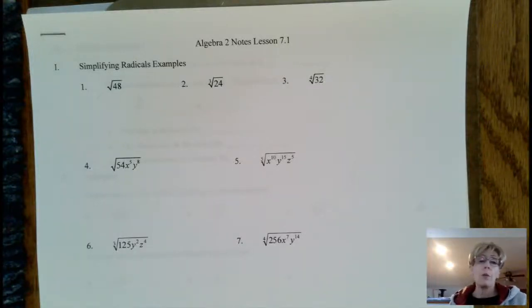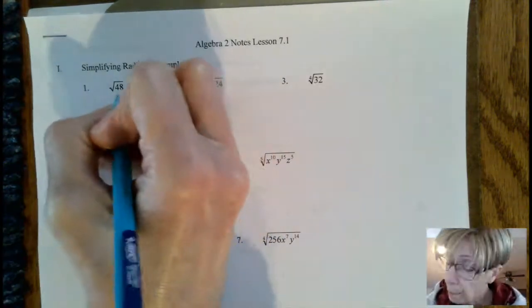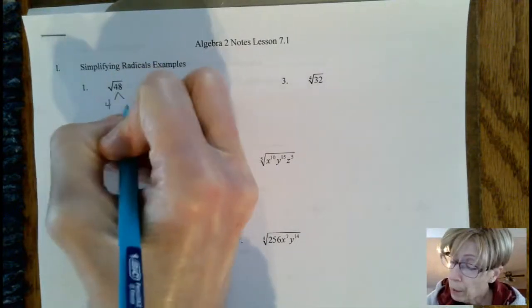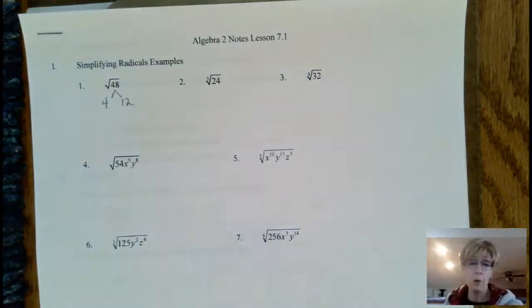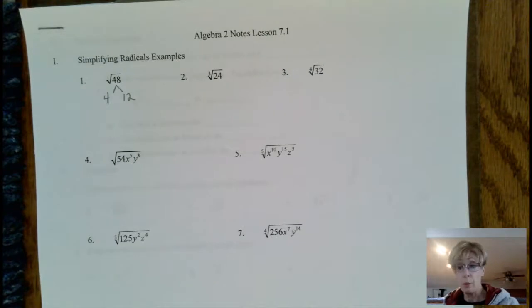Simplifying radical examples. The first problem here we've done before, but I just want to refresh your memory because it's going to come into play as we look at the remaining examples here. Once again, just a reminder that what we do is we look at the factors of 48. So I did 4 times 12. You could have picked 6 times 8. You could pick 2 times 24.